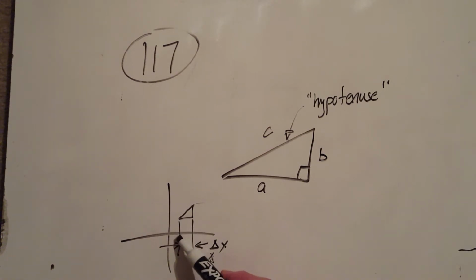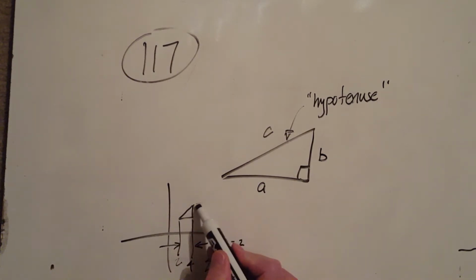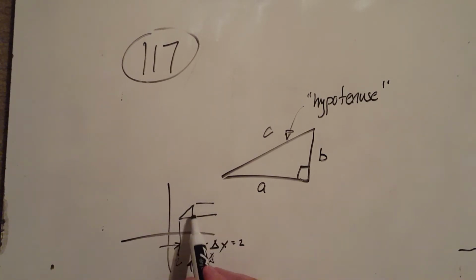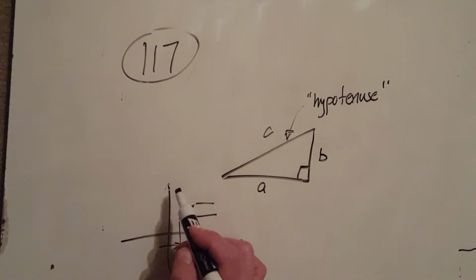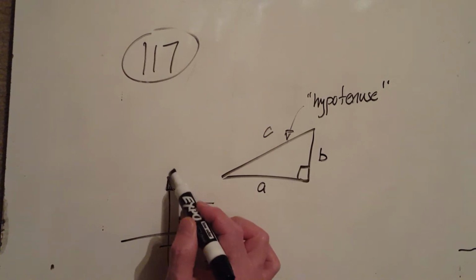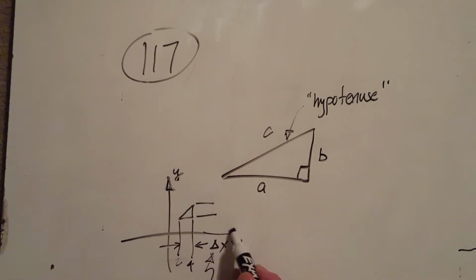So the change in x here, like let's say that this is 2, this is 4. Well, your delta x there is 2 in this case, because it's 4 minus 2, right? So the length of that leg of the triangle would be 2. Now then, this right here is going to be your delta y. That's the change in y, because this is your y-axis. This is your x-axis.